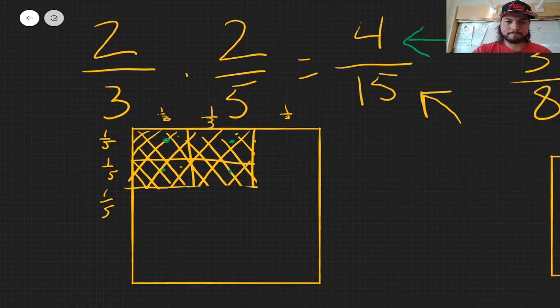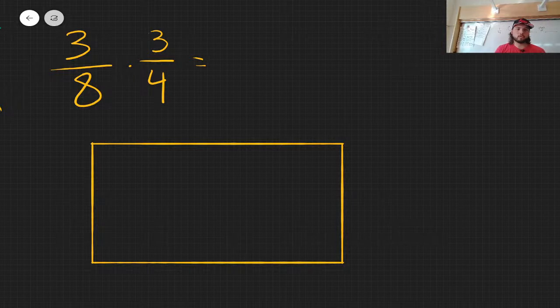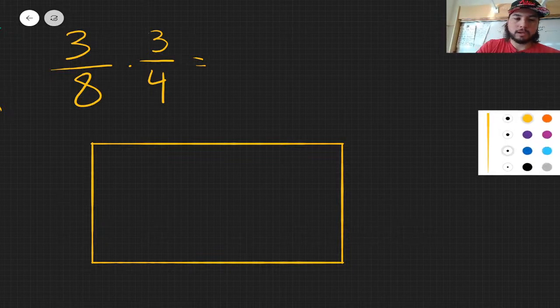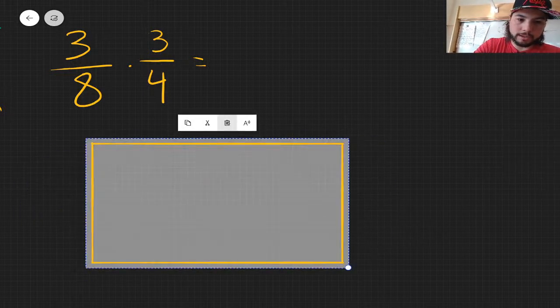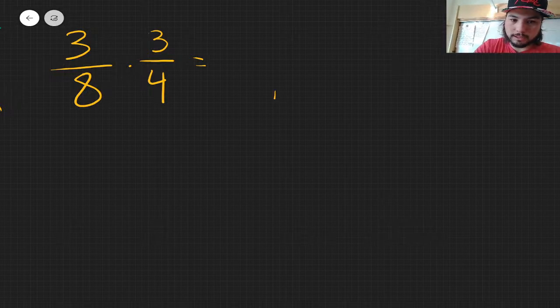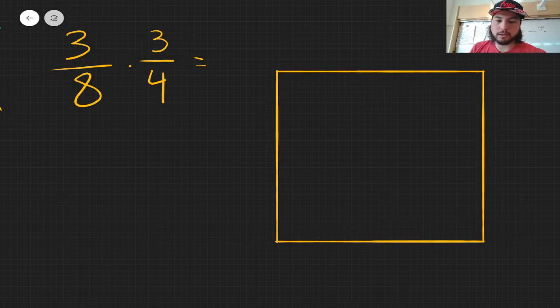Let's try one more. We have 3/8 times 3/4. 3/8 times 3/4. So again, take one side of your rectangle or square. In fact, I'm going to redraw it as a square because I do want to be closer to mathematically accurate, because technically this should be an actual mathematical square here. There we go. That's closer. Okay, you're going to take one side, you're going to divide it into fourths.